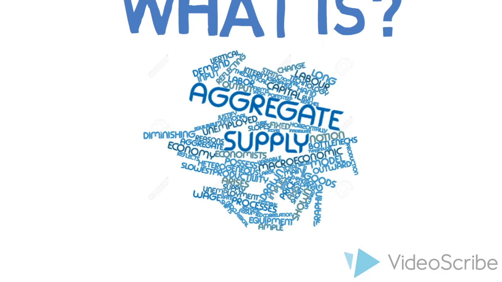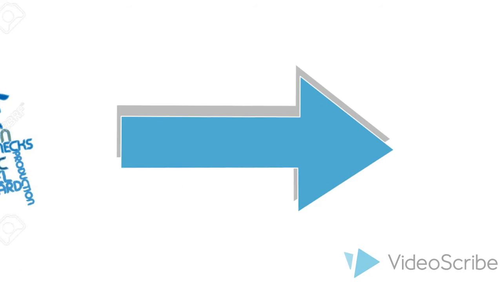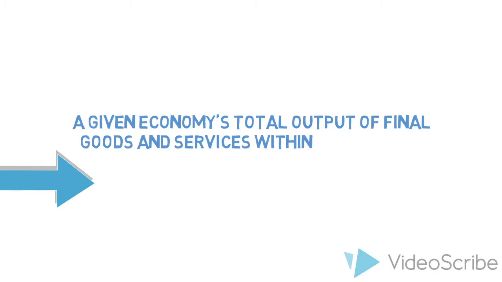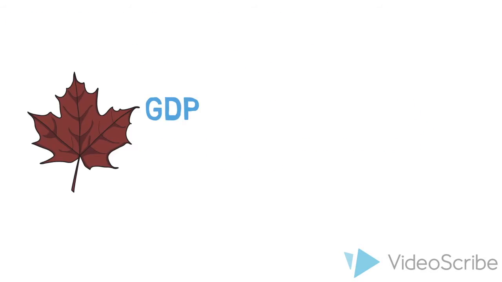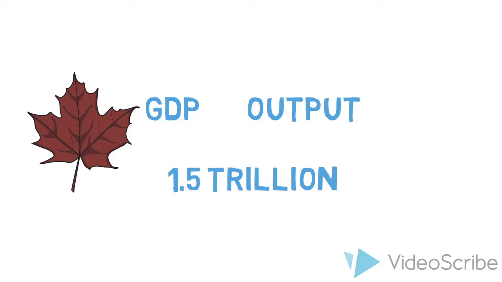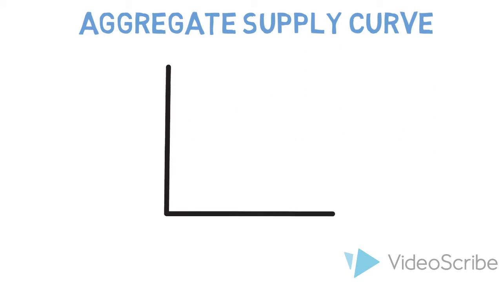What is aggregate supply? Aggregate supply is defined as a given economy's total output of final goods and services within a given time period. To quantitatively measure this, economists use GDP. Canada's is 1.5 trillion. So I know what you're thinking. Why do we need to differentiate between aggregate supply and GDP? Well, the answer comes from the use of the aggregate supply curve.